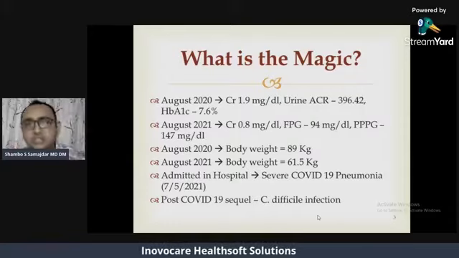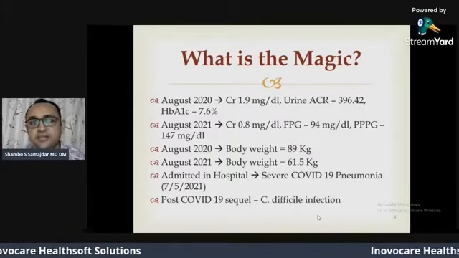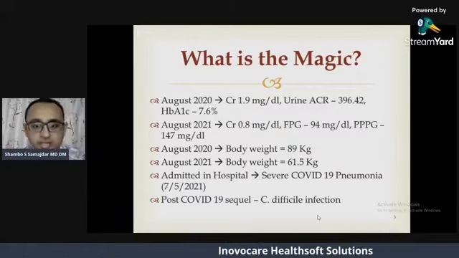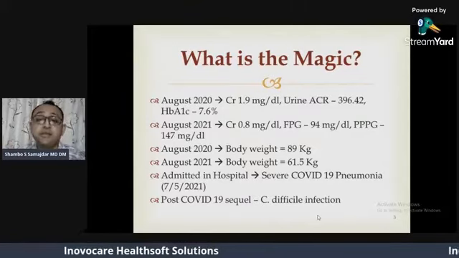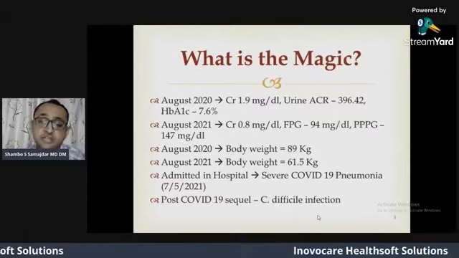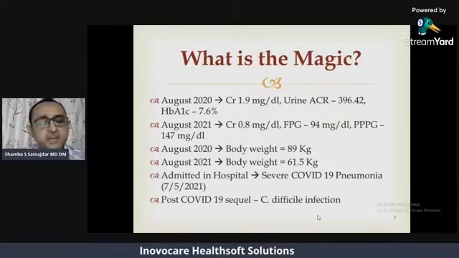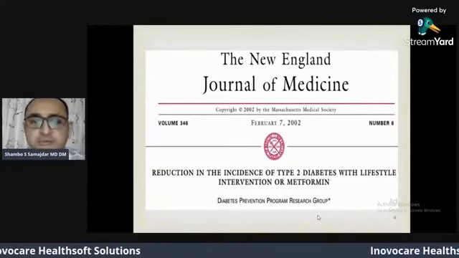We don't want this type of benefit at all. Getting some benefit through a life-threatening condition is not at all required. But this is a real life situation that can happen. The only thing that needs to be emphasized is that reduction in body weight is very, very important for reversal of different types of disease.